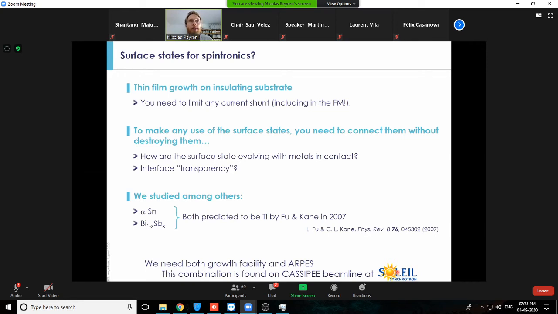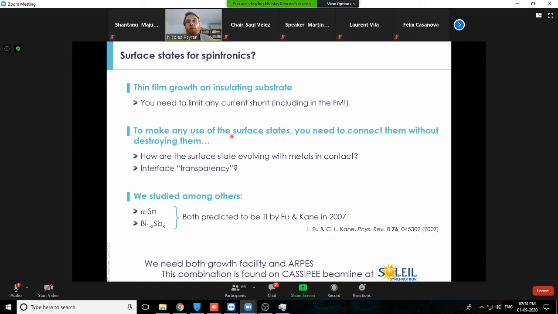an insulating substrate, because you need to limit any current shunt, including in the ferromagnet. In fact, one of the issues with the surface states is that typically their sheet resistance is maybe a hundred ohms per square, while if you consider platinum with a thickness of a few spin diffusion lengths, you will get only a few ohms per square. So yeah, the shunt current is a problem when you want to make a device.